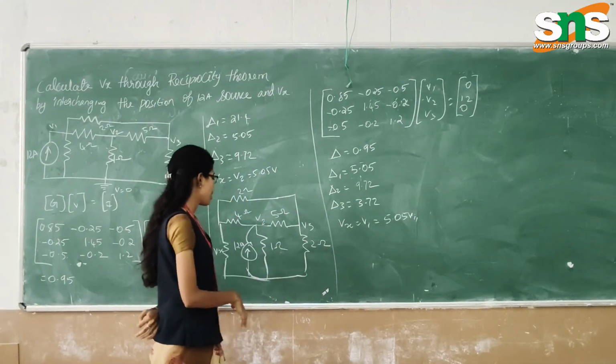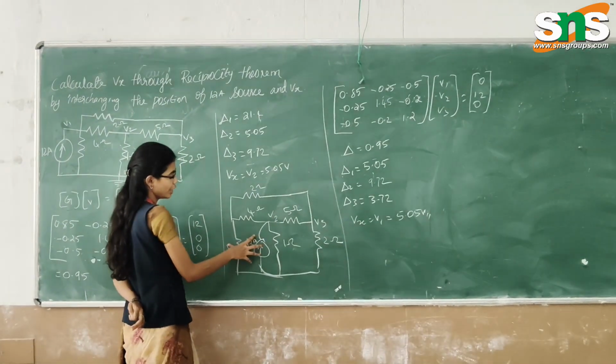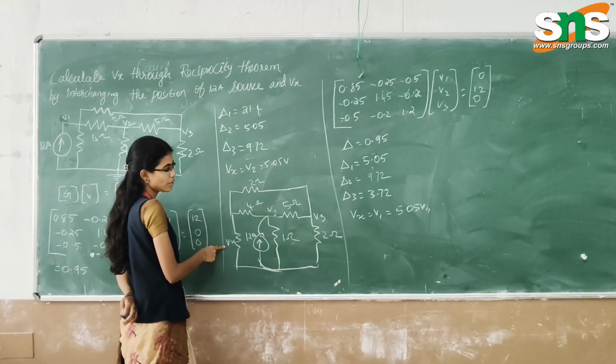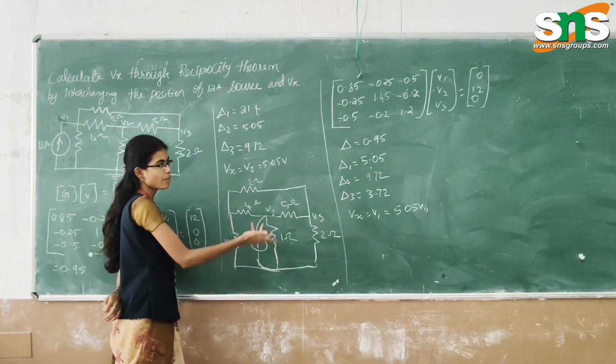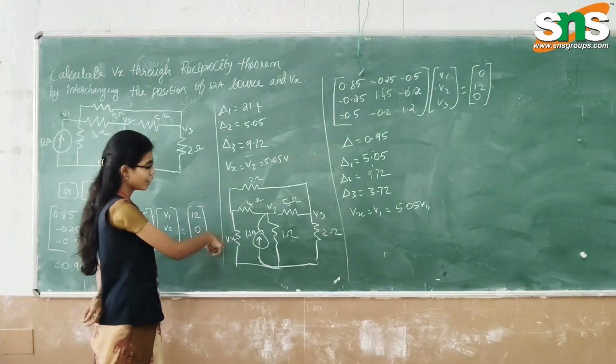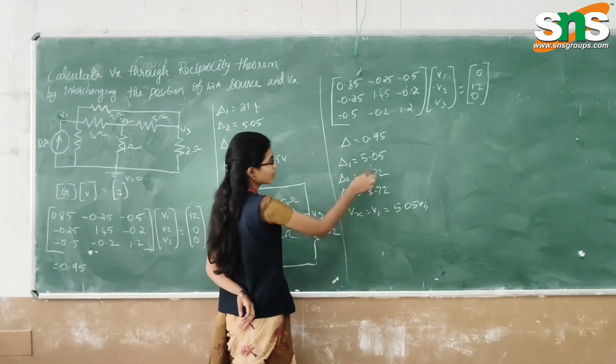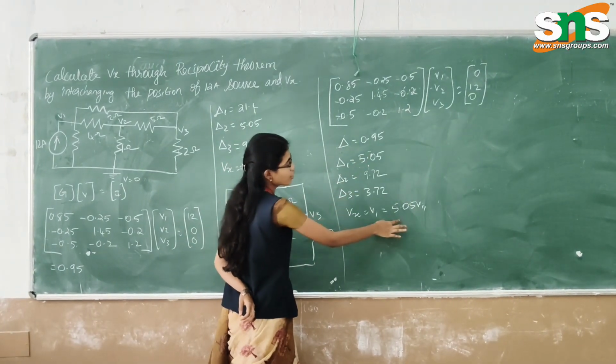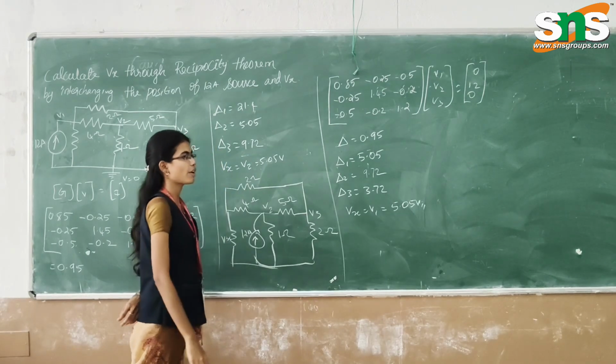Here the Vx value is in the first loop, so obviously we can say that the Vx value is the V1 value. The V1 value we get as 5.05, that is written as 5.05 volt.